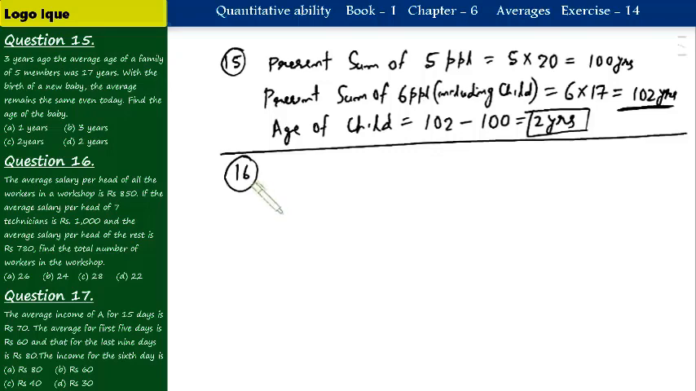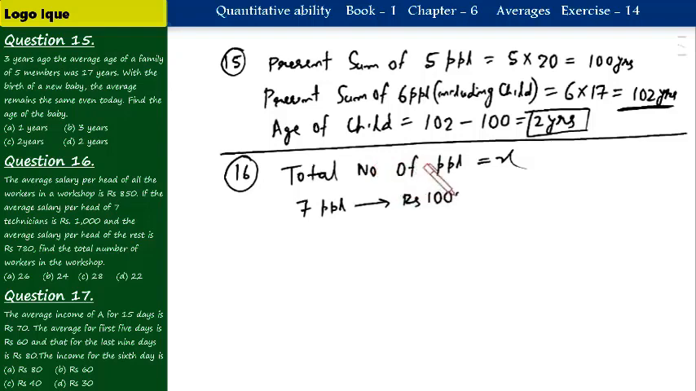So let's say the total number of people in the workshop is X. Out of that X, 7 people's average salary is rupees 1000 and the remaining X minus 7 people's average salary is 780, and the overall average for X people is 850 rupees.